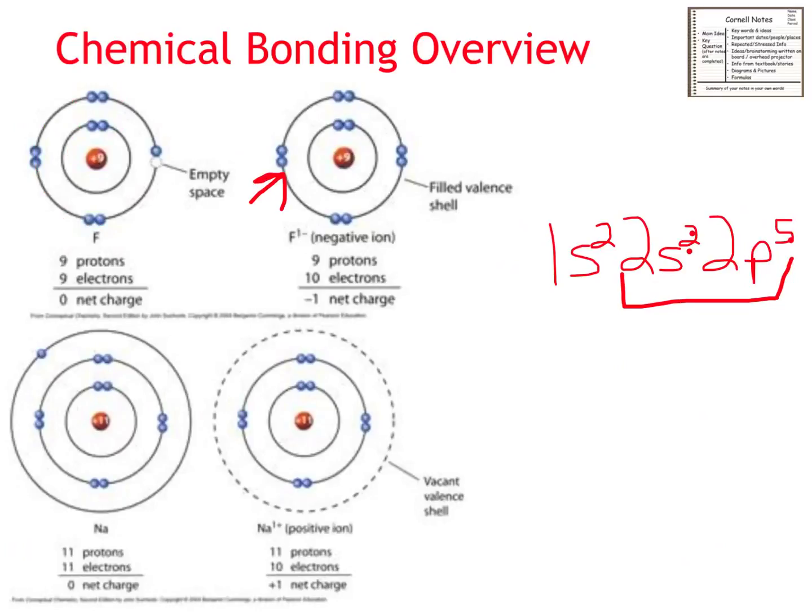Fluorine is going to add an electron. So instead of p5, it's going to be p6. And that gives it the octet. 2 plus 6 is now 8. There's our octet of 8 electrons. Sodium will also form an octet, but it's going to do it in a different way.